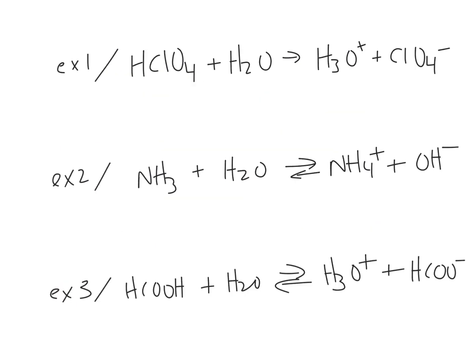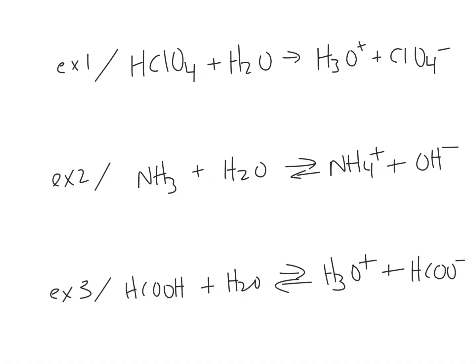Okay, so here are 3 examples of Bronsted-Lowry acid-base systems. And in each one of these, example 1, 2, and 3, there's an acid and its conjugate base, and there's a base and its conjugate acid. So I'd like you to pause the video, see if you can identify in each one of these the conjugate acid-base pairs. All right, so here we go.